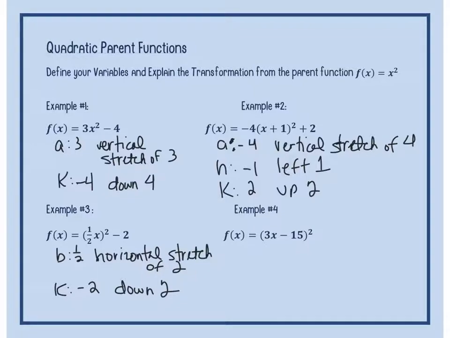Example number 4. If I have a B and an H in the same problem, I must factor out the B. Now, when I factor it out, it still has to go in parentheses. So I'm going to put a 3 here. So we are going to see double parentheses, x minus 5. And I'm going to close my double parentheses and then square it.